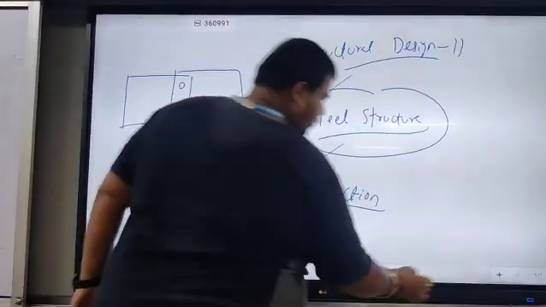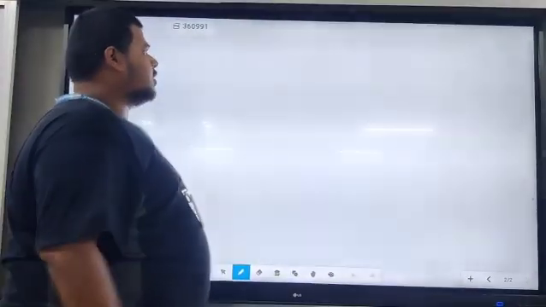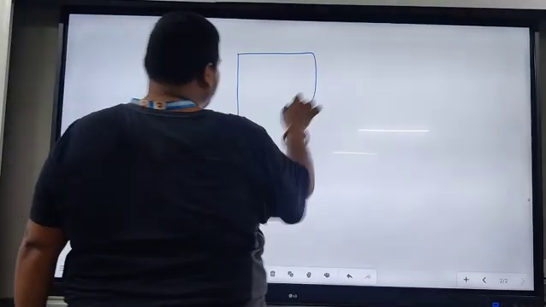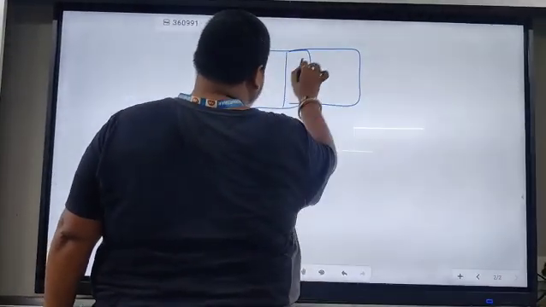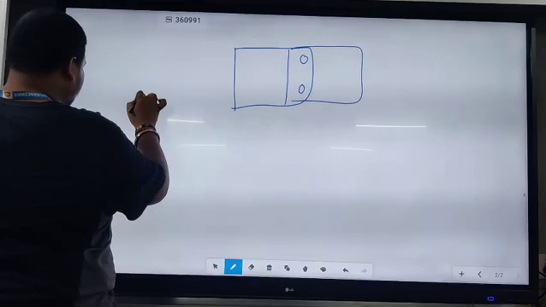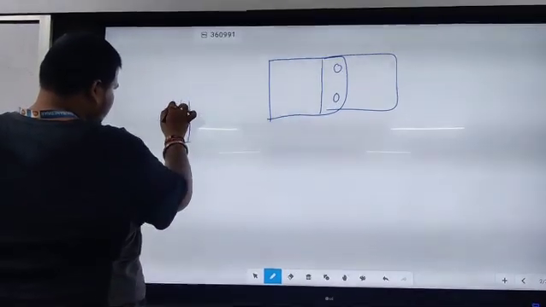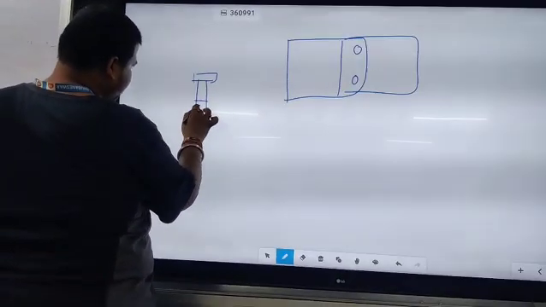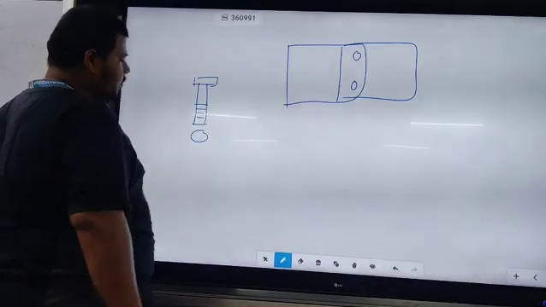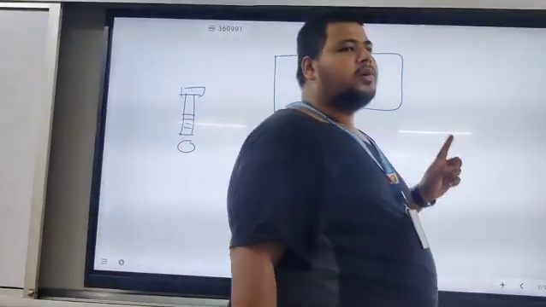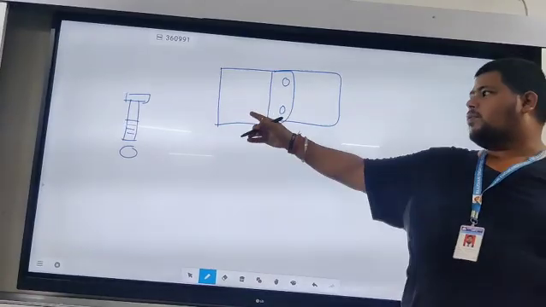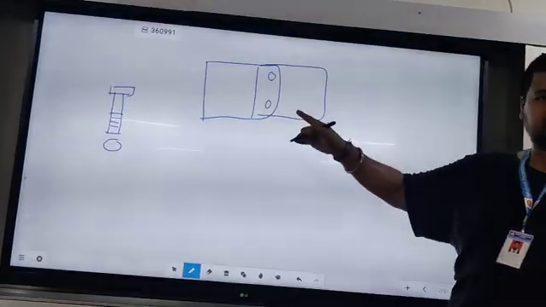So what is bolt connection? Connection of two plates or two sections by using bolts, nut and bolt. Suppose this is a bolt, this is its head and this is its knot. If it is used, this is called nut and bolt assembly, or connection by using rivet or bolt connections.